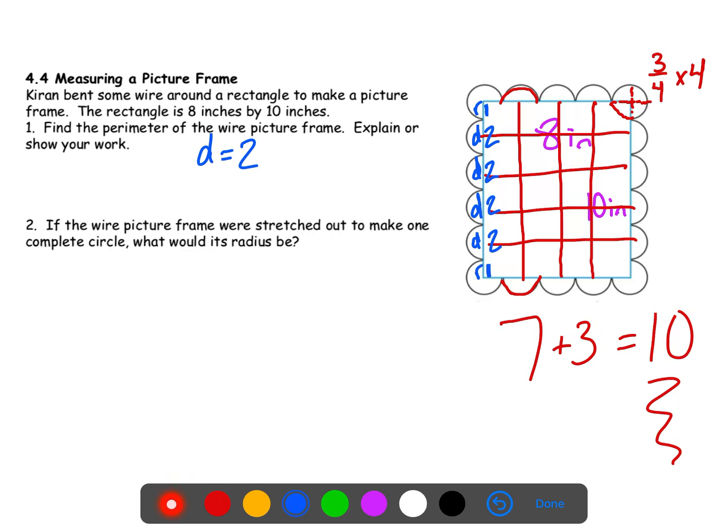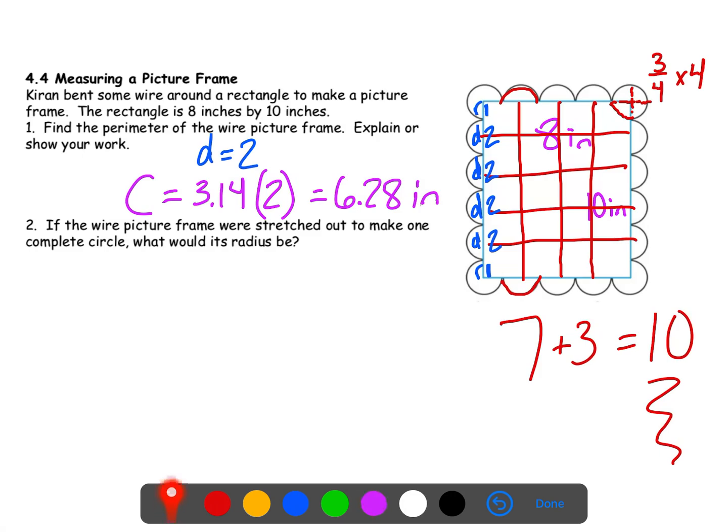And now if we need to calculate the circumference, I am going to multiply 3.14, my rounded version of pi, by the diameter of the circle, which is 2. That means that my circumference is 6.28 inches. All right, now it seems like I should be done, but I'm not.